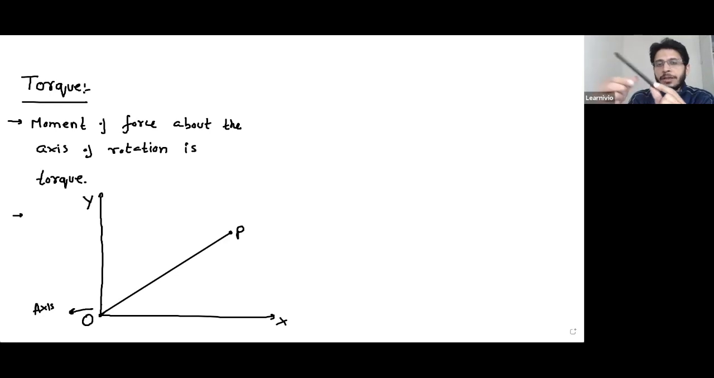I fix this pen at some point, and I call this point the origin. I'm applying some force over the pen. Due to this force, this pen is rotating. That means this force is providing torque to this pen. This is the point P, and I'm applying some force over this point P.